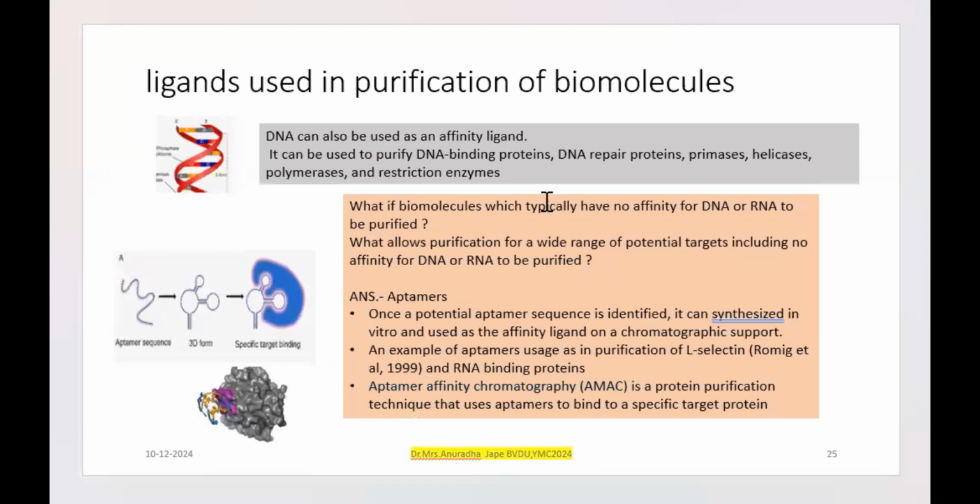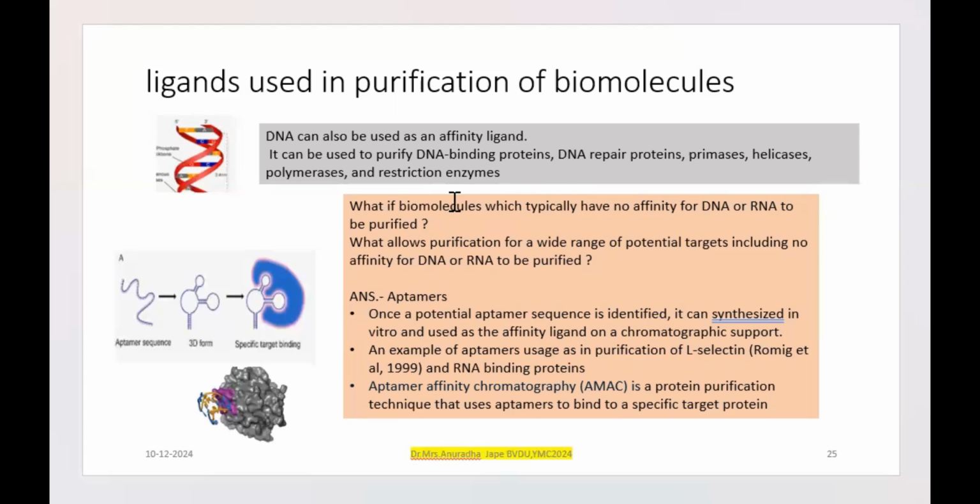Can we have some other ligands? Yes, biomolecules also can function like ligands like DNA, RNA, or aptamers. They can be used as ligands for purification of other biomolecules. So in affinity chromatography, you can see here that double-stranded DNA or RNA, that is single-stranded RNA, can be used, and you can use it to purify the proteins which interact with DNA. So DNA binding proteins can be purified. Then DNA repair proteins, of course, they have to interact with DNA. So they also have certain sites which can selectively interact with DNA.